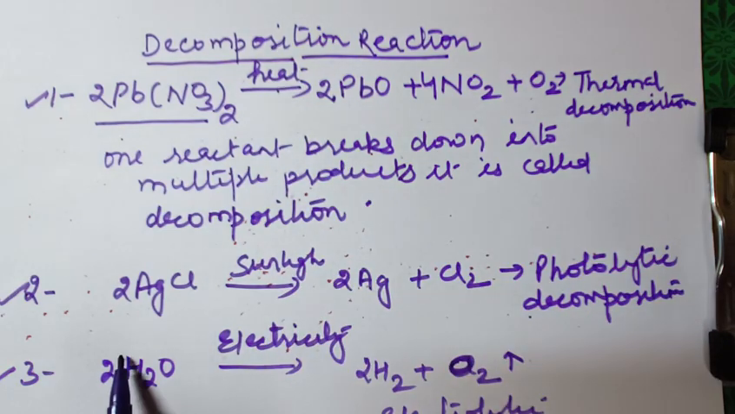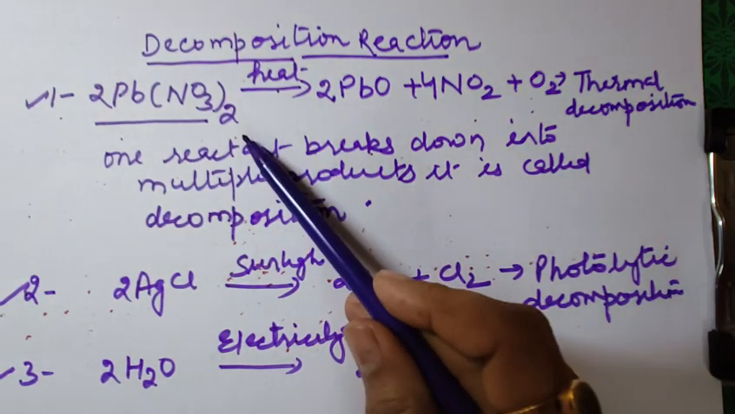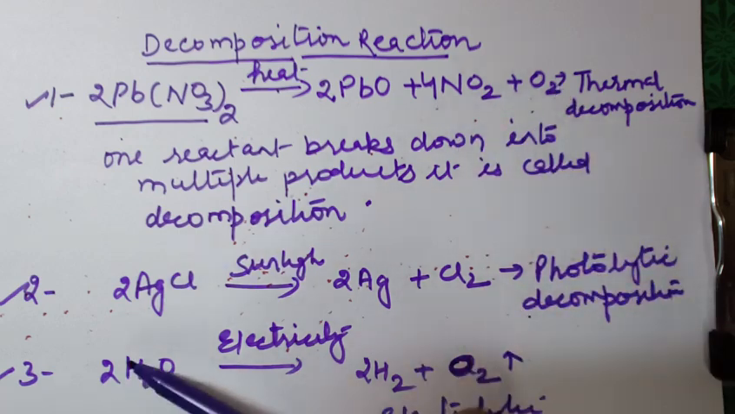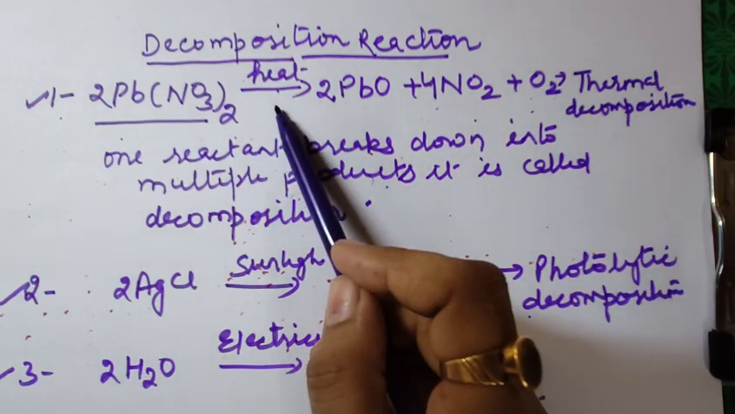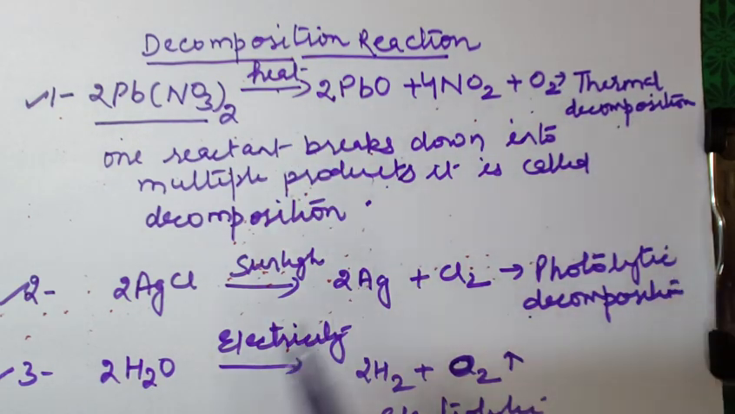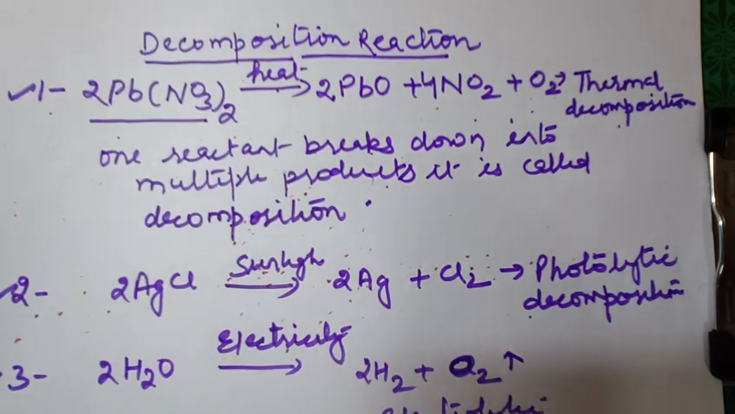Decomposition identification. How will you identify this reaction is decomposition reaction? Just check single reactant, multiple products. Okay. When the decomposition is taking place by heat, it is called thermal decomposition. When the decomposition is taking place by sunlight, it is called photolytic decomposition. When decomposition is taking place by electricity, it is called electrolytic decomposition.